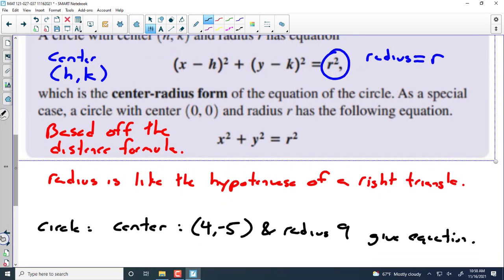There we go. That helps you. If you get this, you're well on your way. If you don't get this, we'll get them next time.